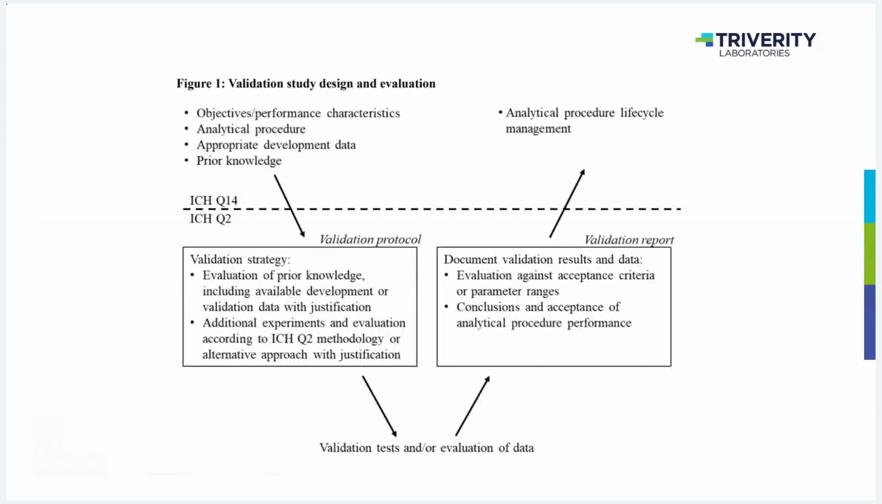This table, or this figure, is directly from ICH Q2, and it indicates where or how ICH Q14 and Q2 go together. So Q14 is: what are the objectives of the method? What is our ATP? What information do we have? From there, we can draft our validation profile or protocol, our validation strategy. And then that goes into executing the validation. That's at the bottom of the figure: evaluating the data, drafting our report, and then going back into Q14 with the lifecycle management.